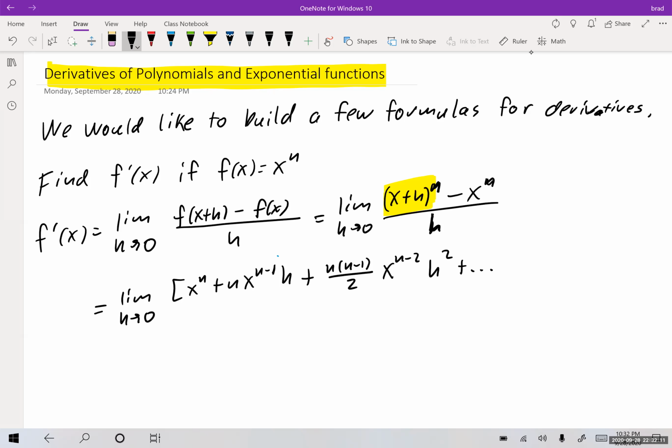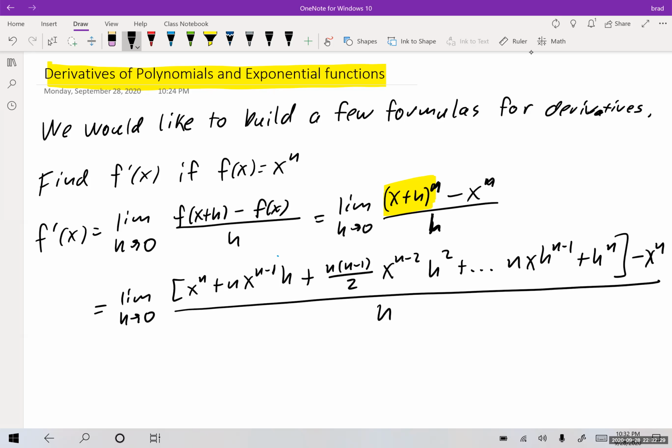And again, this is not a test question. I'm just trying to show you how they develop some of these ideas. Plus n x h to the n minus 1 plus h to the n, close, minus x to the n all over h, okay? And again, all this is doing is basically expanding this.